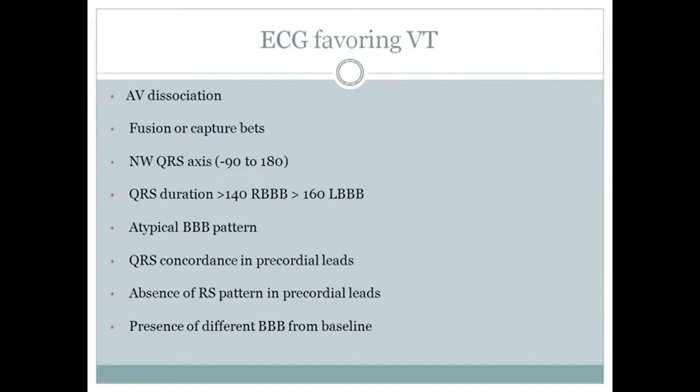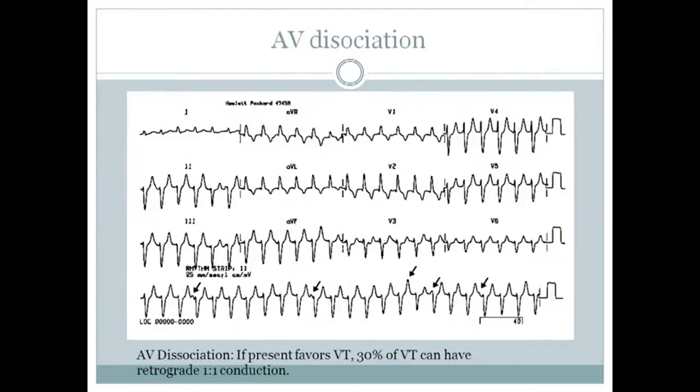AV dissociation, fusion and capture beats, axis, northwest axis, QRS duration, very broad QRSs, atypical patterns of bundle branch block, QRS concordance. Concordance means in the precordials from V1 to V6, all of them are positive or all of them are negative, positive concordance or negative concordance. Absence of an RS pattern in the precordial leads is exactly the same, it's concordance. And presence of a different bundle branch block from baseline. The patient had a bundle branch block, but now it's a different morphology. That's important. So, the examples of each one.